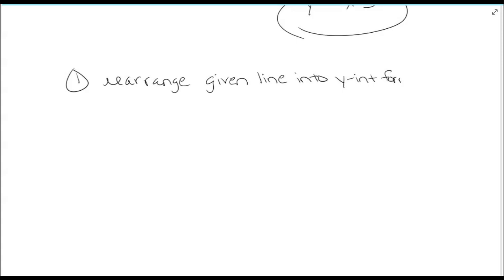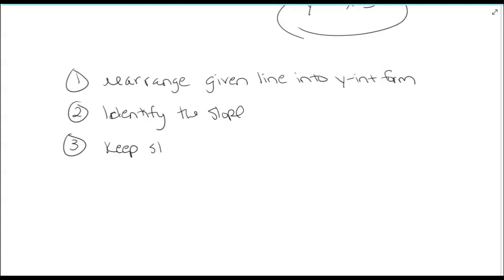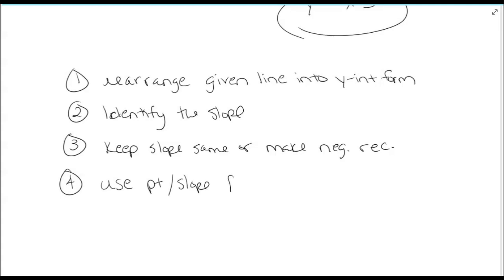All right, so steps to solving these. Rearrange the given line into y-intercept form. Then you need to identify the slope. Then, if you're dealing with parallel lines, keep the slope the same, or make the negative reciprocal for the perpendicular. Then use point-slope form to write the new equation, and then simplify.